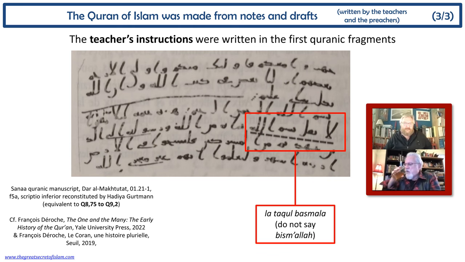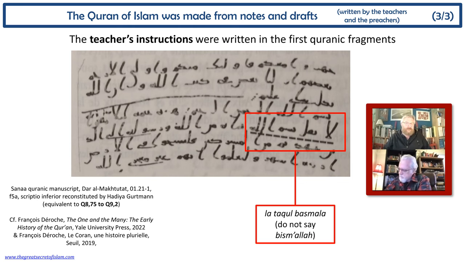Hilali's work, but also François Desroches' work and others. Hadia Gortman is the scholar who recomposed the undertext of the Sana'a manuscript. We saw that in this text there were teacher's instructions, and it is very, very odd. In God's word, according to the standard Islamic narrative, there are no instructions. God does not give instruction on how to preach his word. What we find in those very, very old manuscripts are teacher's instructions.